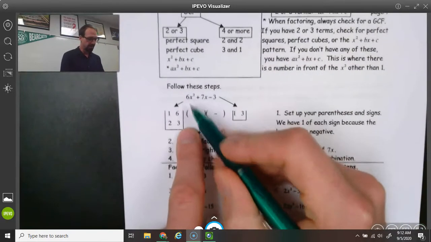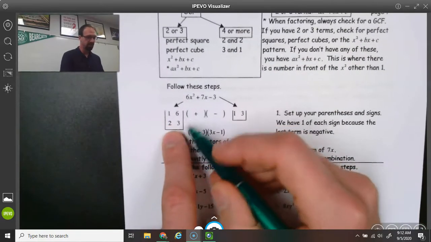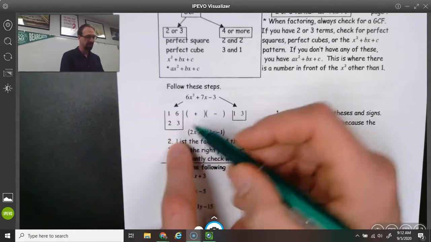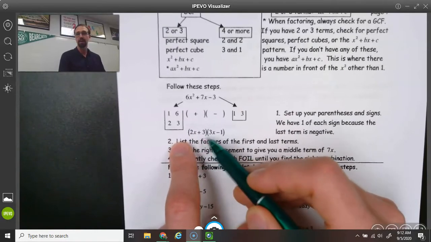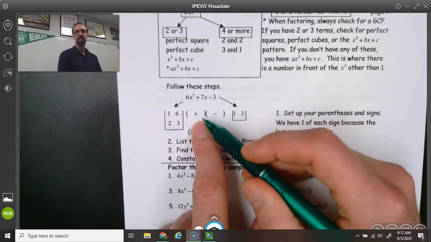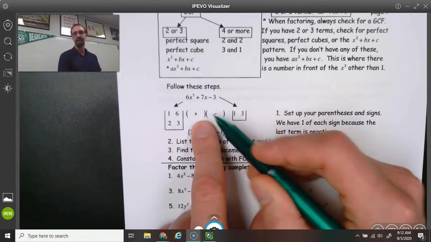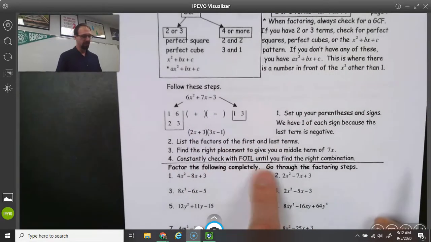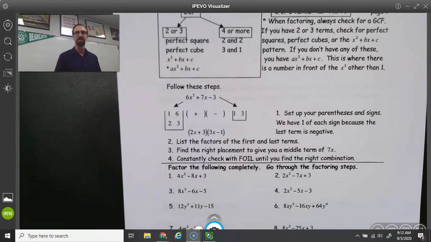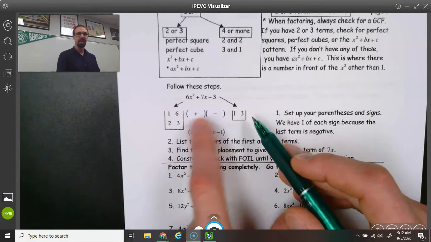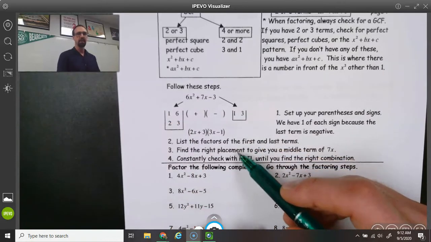So we have, like for 6, 1 and 6 and 2 and 3, that's what would go in your first part of each binomial. So that would go here. Now, the final answer for this one happened to be 2x and 3x. And then for your last terms, 1 and 3, those go in the second spot in each of the binomials. And then we check with FOIL or table method or whatever you prefer to see which one gives you the right combination. With this one, what I would do is slot in your last terms first, 1 and 3, and then try these other ones to see what would work.